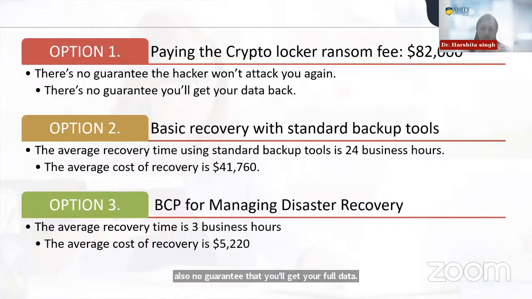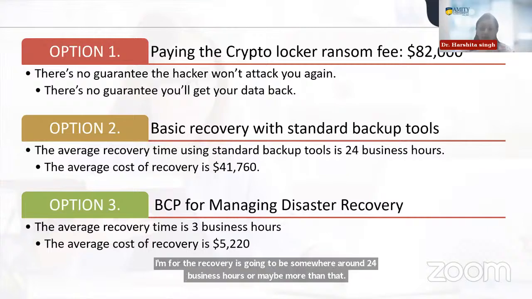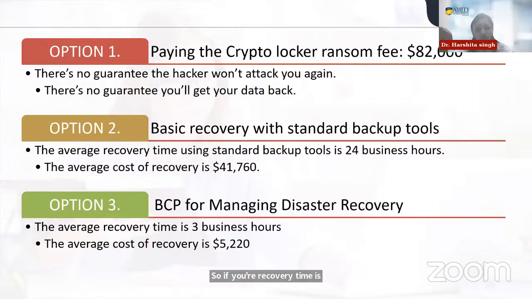And there is also no guarantee that you'll get your full data back. What is the other option that you have? You do a basic recovery after the ransomware attack with standard backup tools. But in that case, the average recovery time after the incident, the disruption hits you, and then you are planning for backup, the entire recovery is going to take somewhere around 24 business hours or maybe more. So if your recovery time is 24 hours or more, you can understand how much business you are going to lose in those 24 hours. And the cost of recovery is also going to be very high because of the last minute updations that you're going to do.